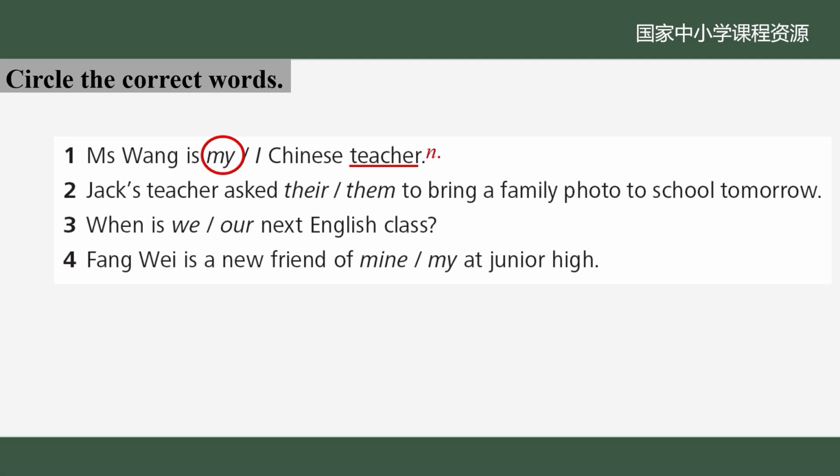Number 2. Jack's teacher asked their or them to bring a family photo to school tomorrow. After the verb asked, we need a pronoun in the object form, that is, them. Number 3. When is we or our next English class? Before the noun phrase next English class, we need an adjective pronoun, that is, our.